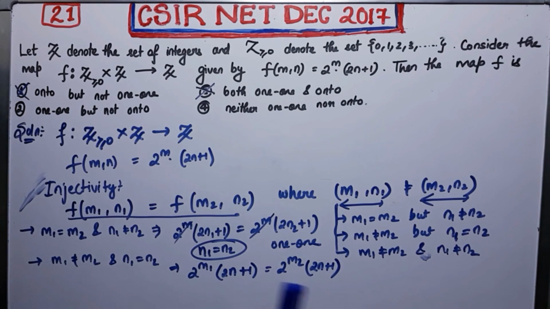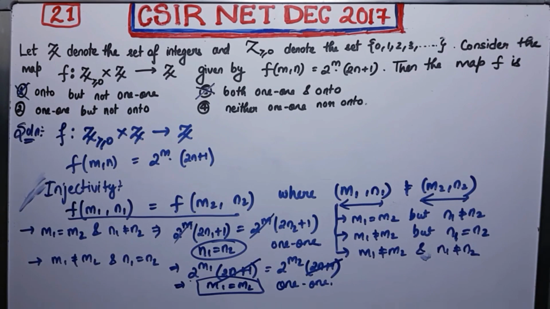Now this number is non-zero, so they are equal, so you can cancel. You can only cancel because they are non-zero. Now 2 to the power m1 is equal to 2 to the power m2. So just apply log both sides, you will get m1 is equal to m2. Are you getting my point? So these are the two easy cases. So in this case it is 1-1 again.